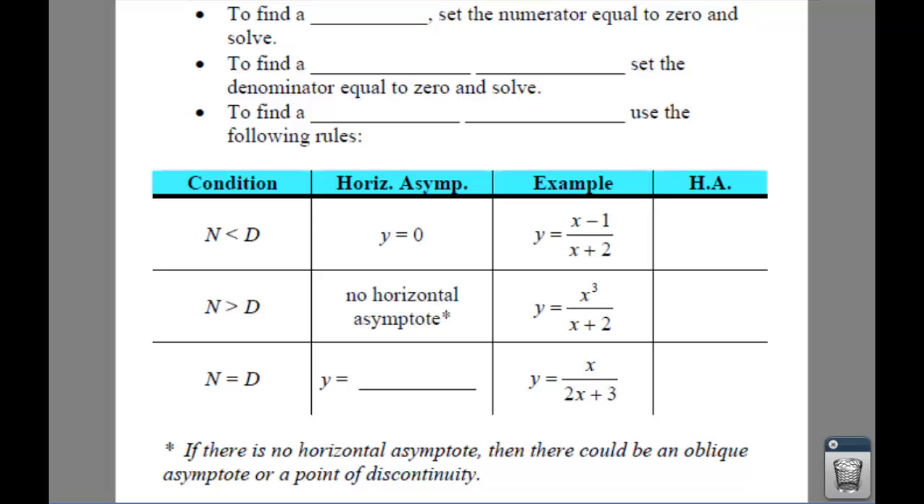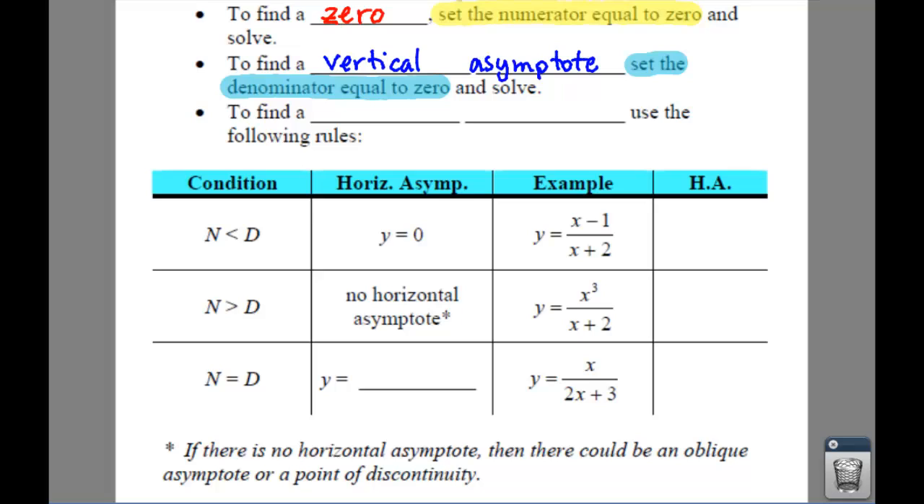So what you're going to have to do is find some zeros, some vertical asymptotes, and horizontal asymptotes. In order to find a zero of your function, and that is where your graph crosses your x-axis, you're going to set the numerator equal to 0, and then solve that. And when you find a vertical asymptote, which we actually did in the previous section, you set your denominator equal to 0. So we've already done that part.